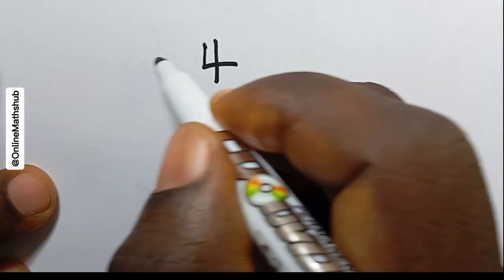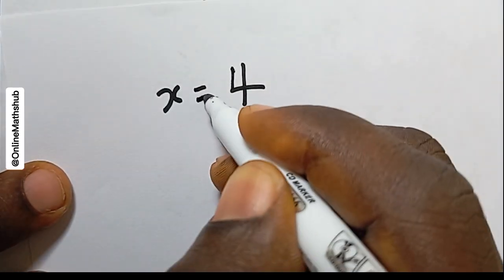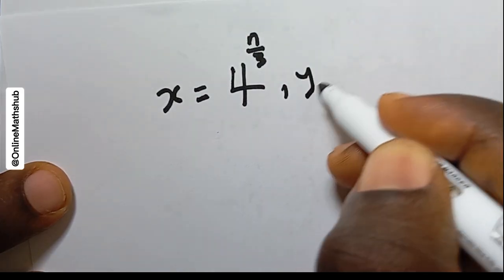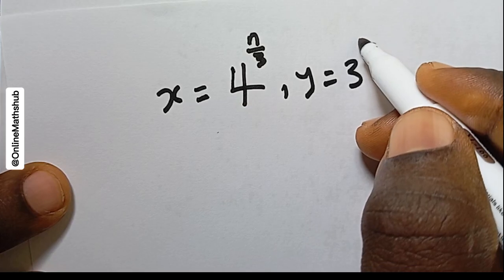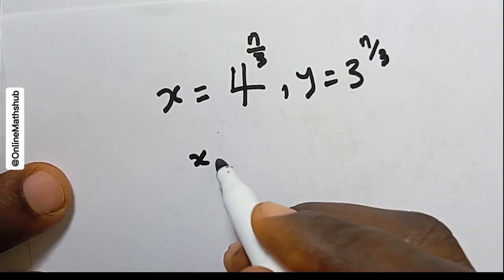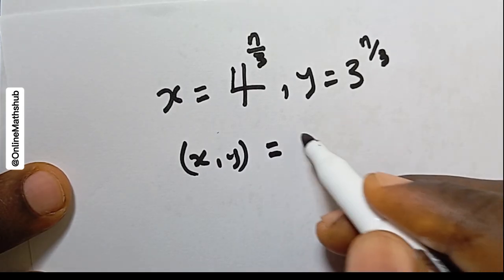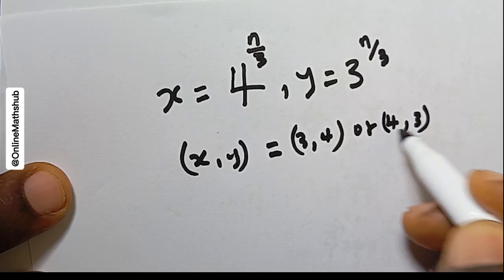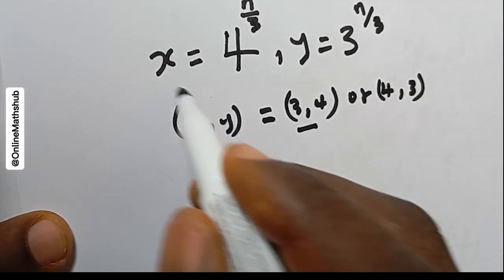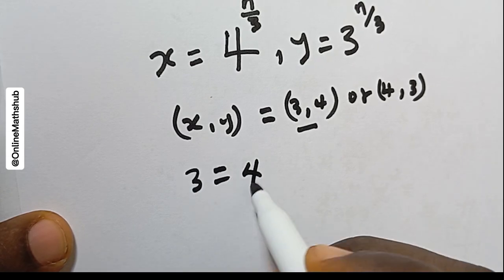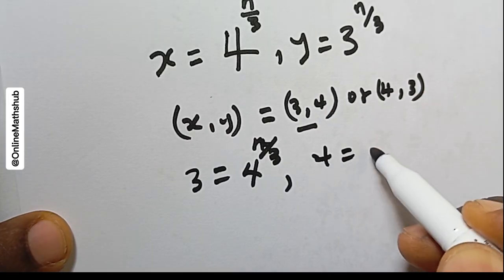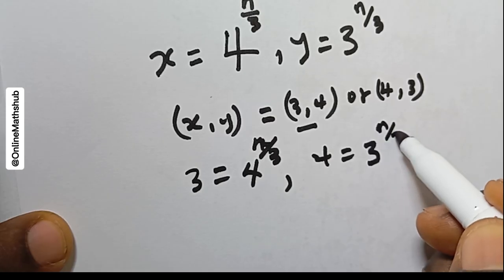Okay, so these are the values of y and x which we've got. But if you remember where we started, we actually set our x to be equal to 4 power n divided by 3, and we set our y to be equal to 3 power n divided by 3. And this x comma y, we've got them to be equal to, let's say, 3 comma 4 or 4 comma 3. So if we pick this first one to solve right here, we put 3 over here. 3 is now equal to 4 power n divided by 3, and then for this, 4 is now equal to 3 power n divided by 3.